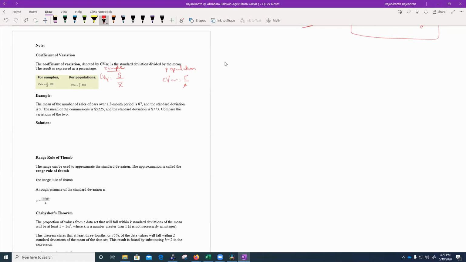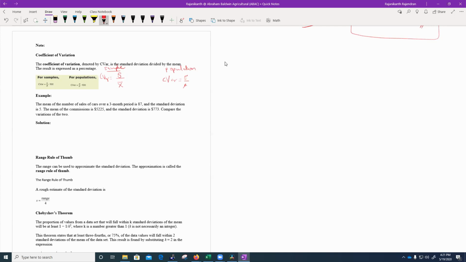The mean of the number of sales of cars over a 3-month period is 87, and the standard deviation is 5. The mean of the commissions, these are different things, is 52.25 and the standard deviation is 773. Compare the variation of both, the variation of these two. I'm using these as my sample data values.